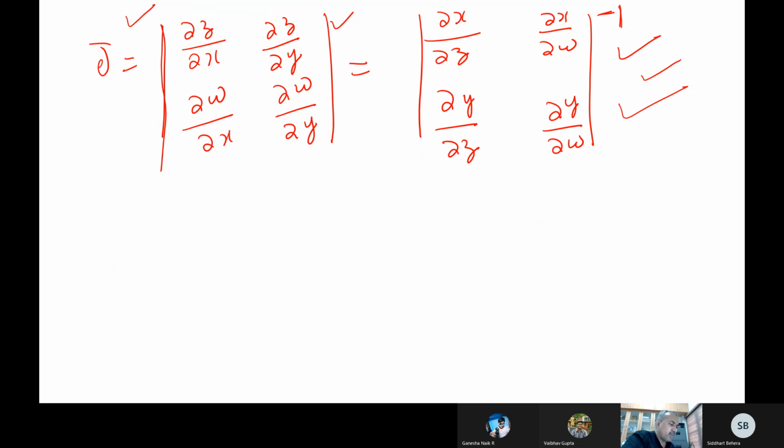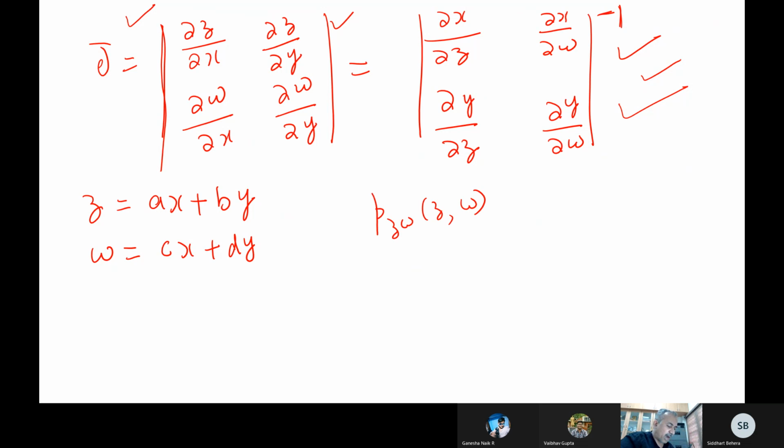Now let us take a simple problem. Z is a linear transformation: z = ax + by, and w = cx + dy. Now what will be the density function of (z,w)? What will be the Jacobian matrix? Which is easy to calculate here, this way or that way? Now, what is the Jacobian here? Tell me.